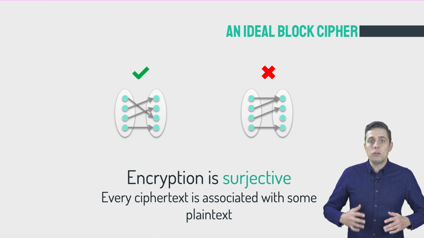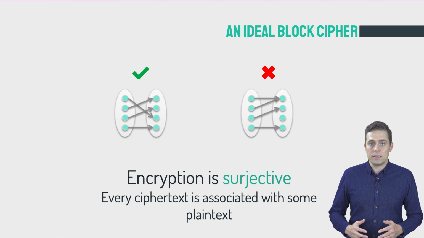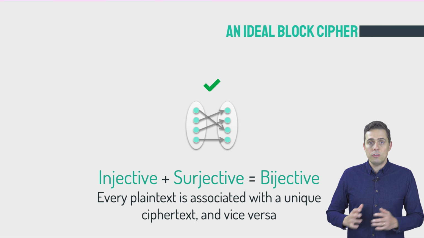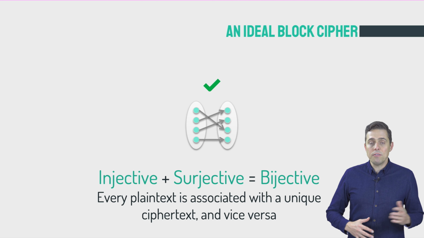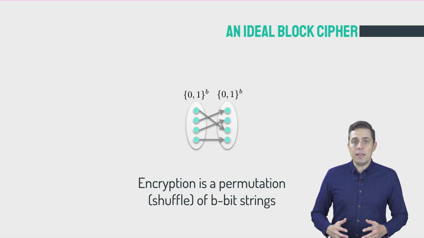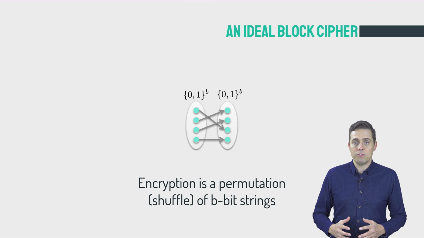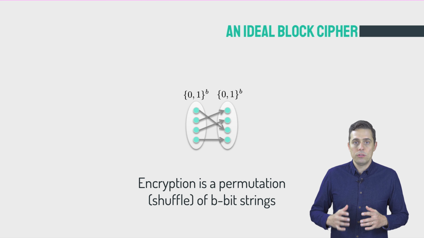The encryption function also needs to be surjective. Every ciphertext decrypts to some plaintext. This is also necessary for unique decryption. Putting these two properties together, injection and surjection, gives us a property called bijection. That means that every plaintext is associated with a unique ciphertext and vice versa. So essentially what we've created here is a function that is a permutation or shuffle of B-bit strings.